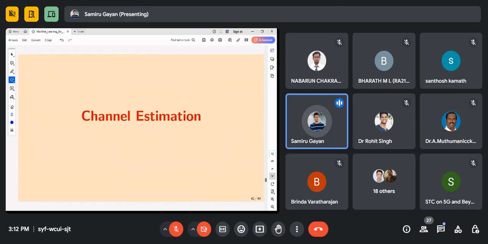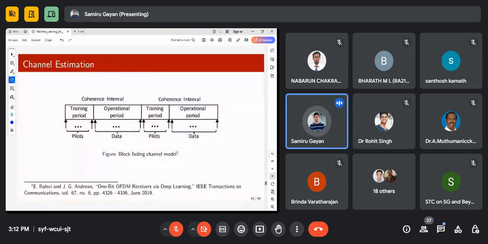So channel estimation, as I mentioned, you can use the training period, and we can observe the data, and by using that we can estimate the channel and use it. That's what we can do.